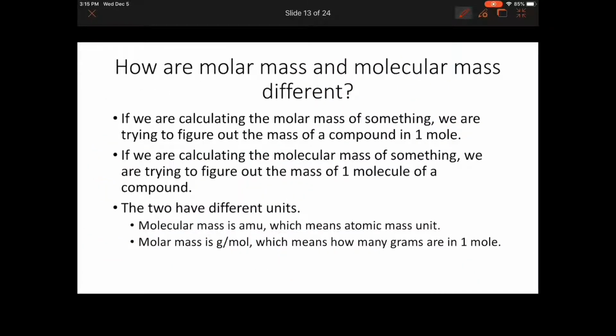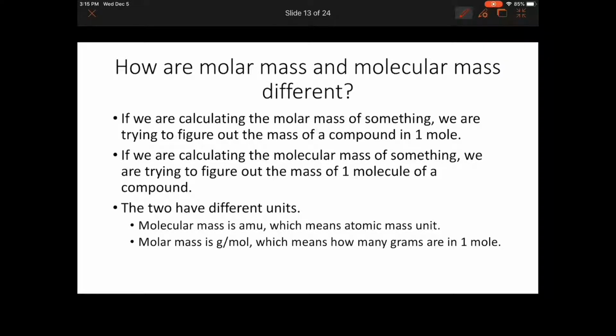We're going to move on to talking about how molar mass and molecular mass are different now. Basically, if we're calculating molar mass, we are trying to figure out the mass of something that has 1 mole in it. So we're looking at the mass of something that you can see with your eyes and that you can hold in your hand.